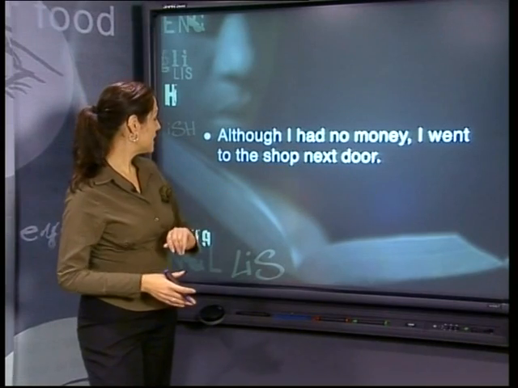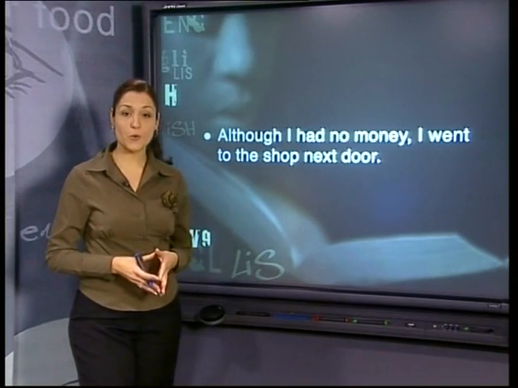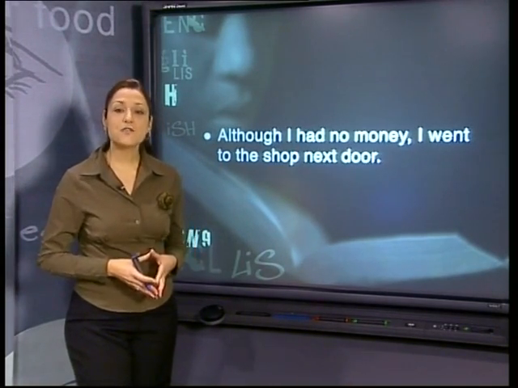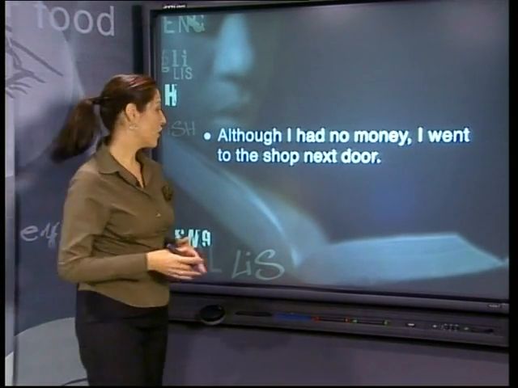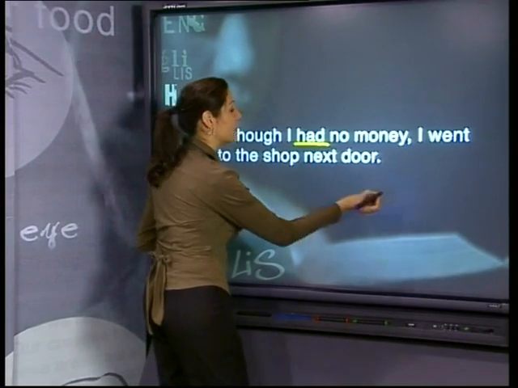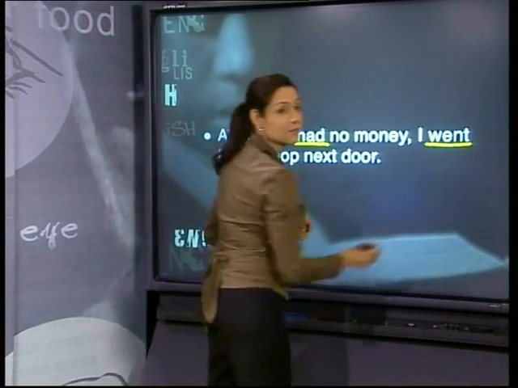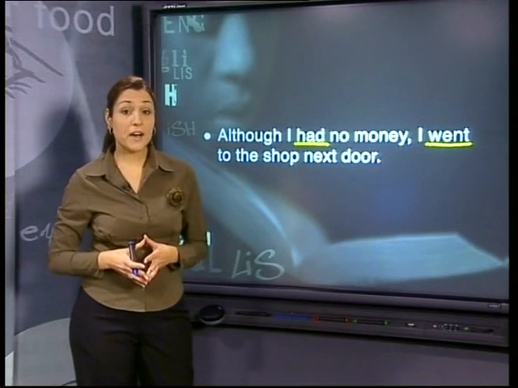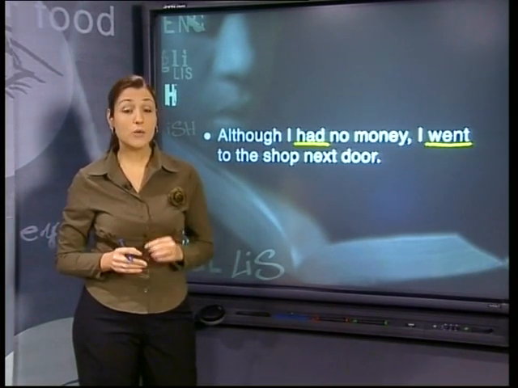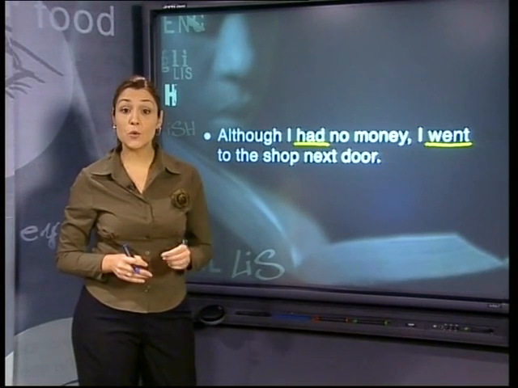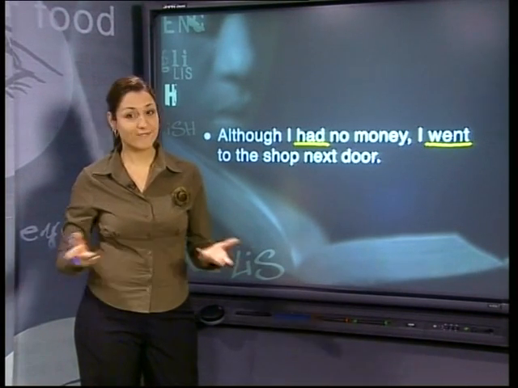Although I had no money, I went to the shop next door. First, let's find the finite verbs. In this sentence, the verbs are had and went. There are two finite verbs, which means that there are two clauses. Now we need to decide if one clause can make sense on its own. What do you think?